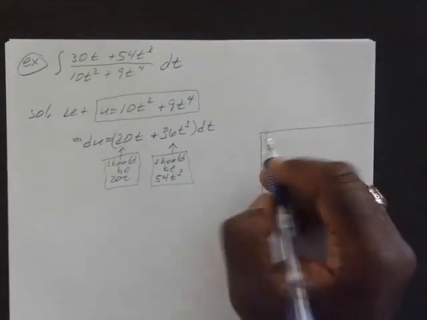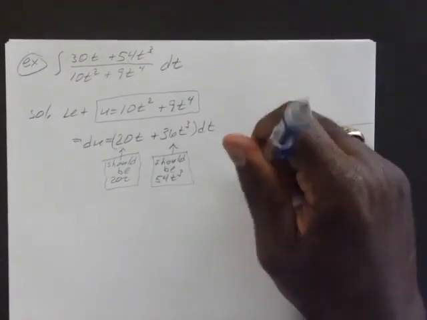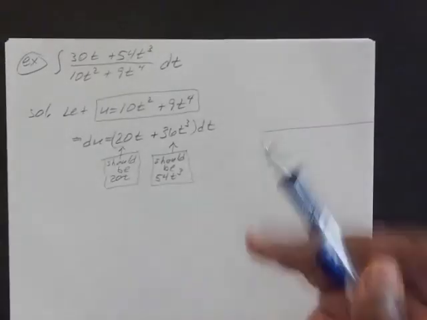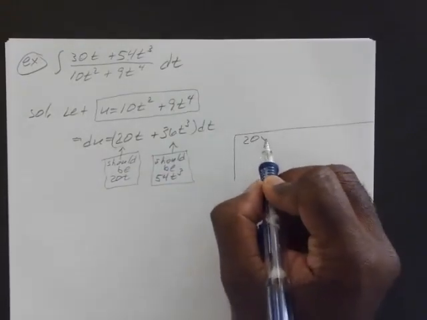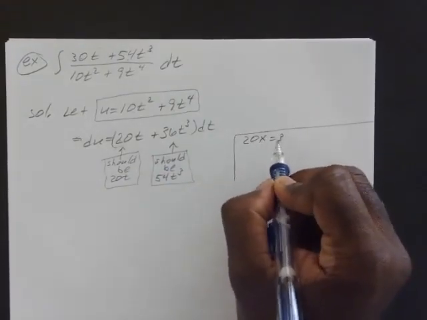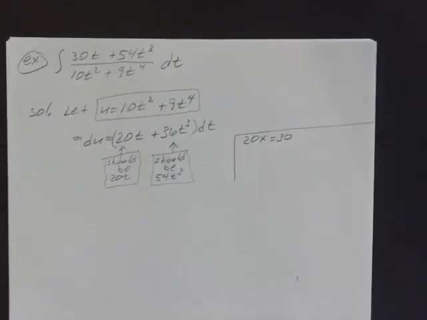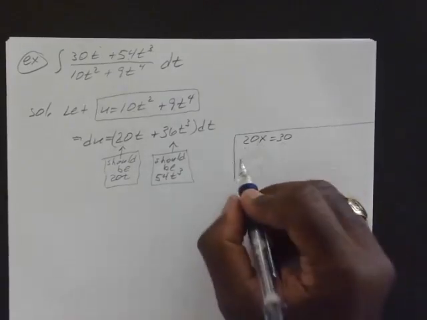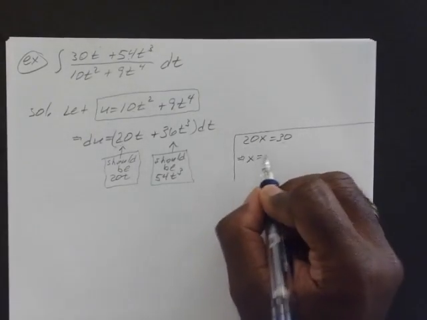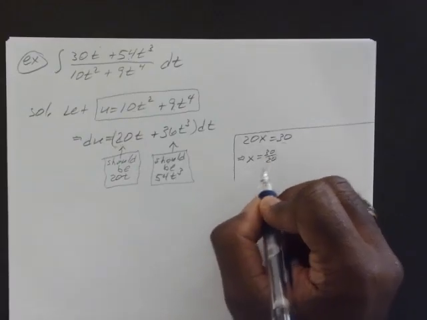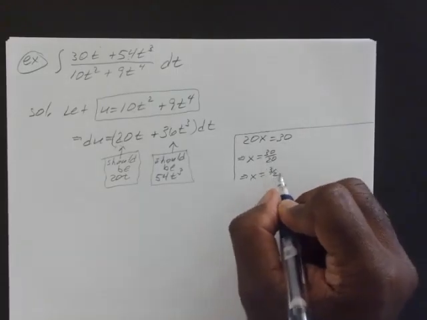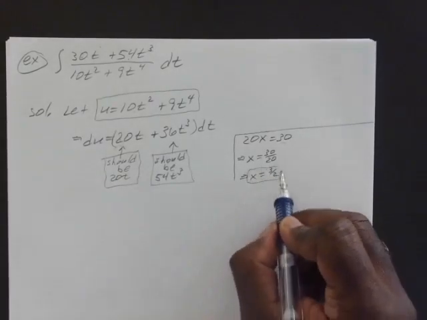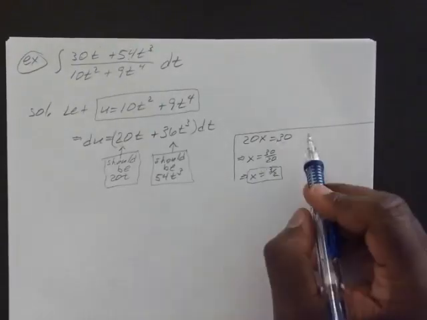Okay, so all we have to do is find out, 20 times what number would make it equal to 30? Well, if you divide both sides by 20, you have x is equal to 30 divided by 20. If we simplify that, x is equal to 3/2. So we know that 20 times 3/2 will give us 30.